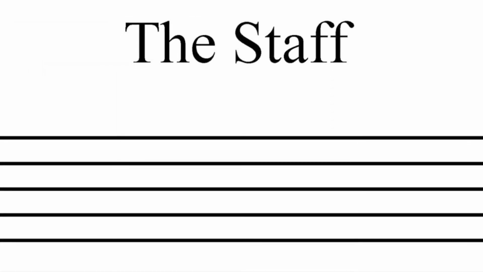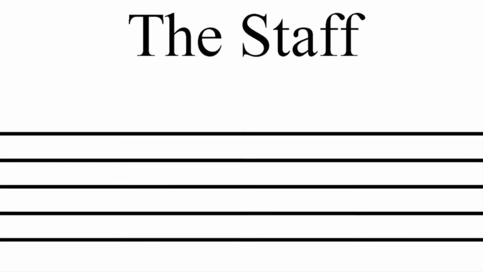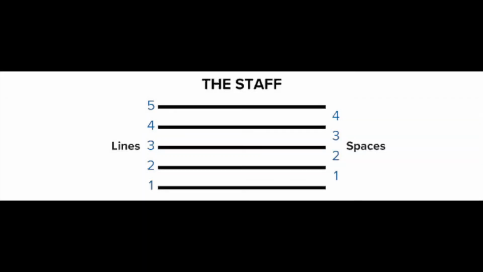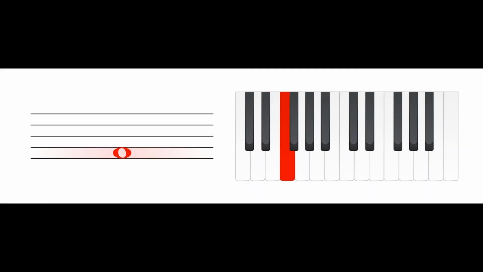Now, note names are represented by note symbols, which are placed on a series of 5 lines and 4 spaces, known as the musical staff, pictured here. There are the 5 lines and the 4 spaces. And that is the standard 5-line 4-space staff. And here you'll see how the notes of the staff correlate to the notes on a keyboard, starting from E.